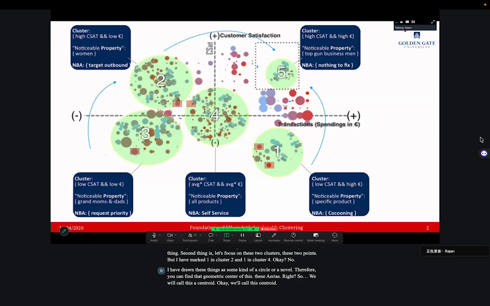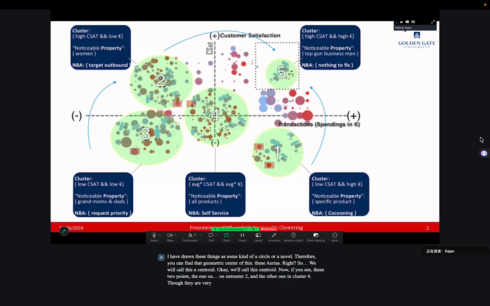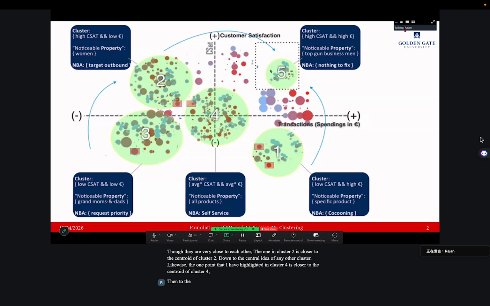Now, if you see these 2 points, the one in cluster 2 and the other one in cluster 4, though they are very close to each other, the one in cluster 2 is closer to the centroid of cluster 2 than to the centroid of any other cluster. Likewise, the one point that I have highlighted in cluster 4 is closer to the centroid of cluster 4 than to the centroid of any other cluster. So that's the second point that comes out, right?